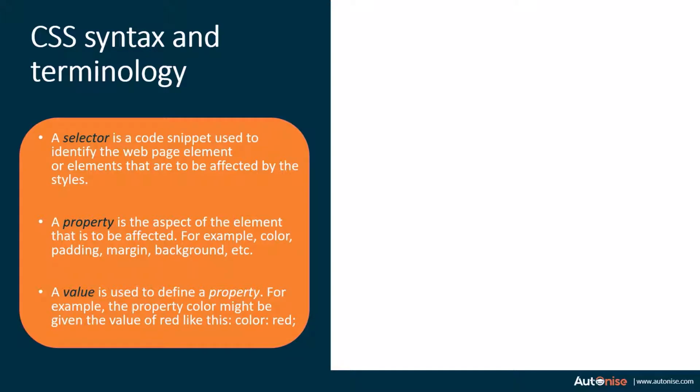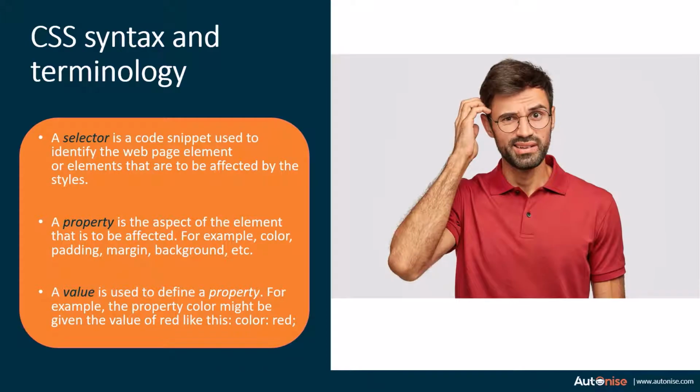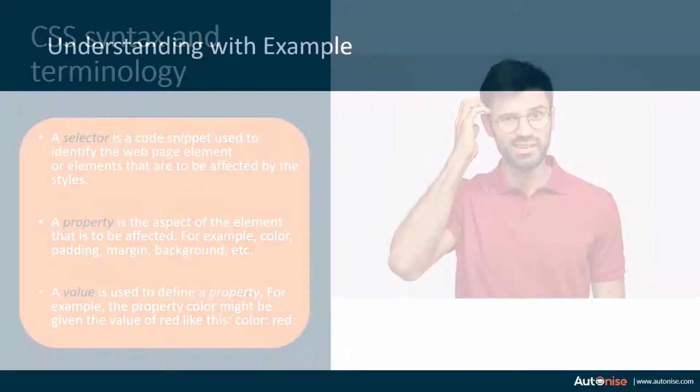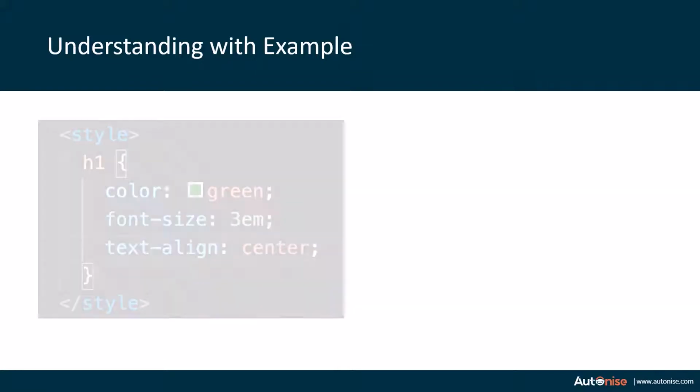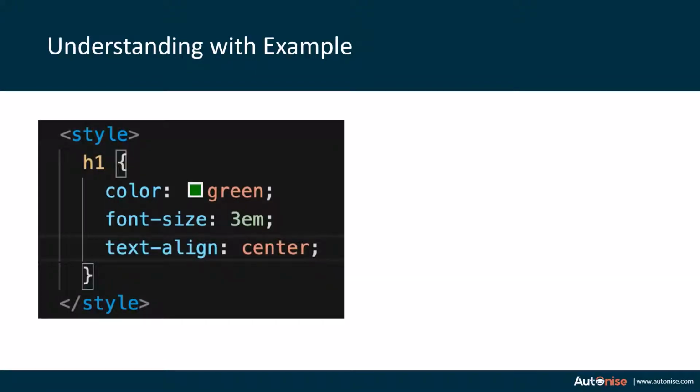A value in CSS is used to define a property. For example, the property color might be given the value of red like this. So, color red. I know this is very confusing. So let us start understanding this with an example. So your general CSS code would look like this.